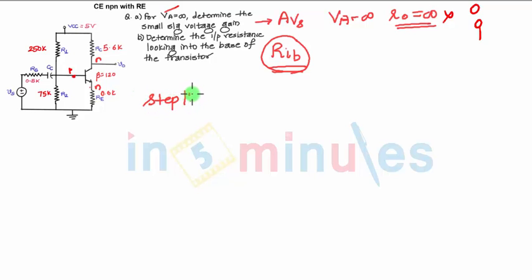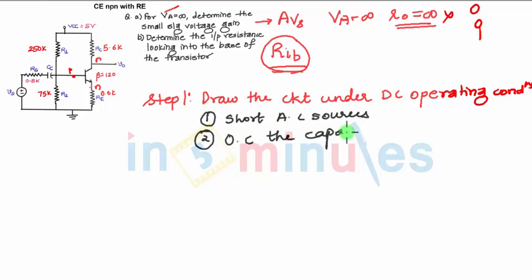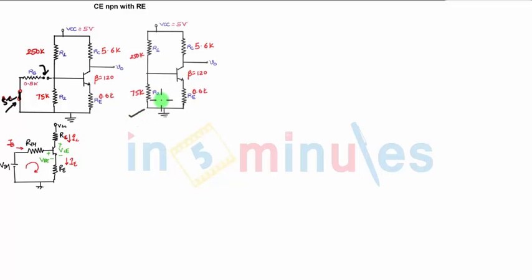Step 1 is to draw the circuit under DC operating conditions. What are DC operating conditions? The first condition is to short the AC sources, or remove AC sources, we can call it. The next step is to open circuit the capacitors. So when you do this, the circuit will look like this. We are open circuiting this capacitor, and we are shorting the AC source. The AC source will be short circuited, so you have the circuit which looks like this.